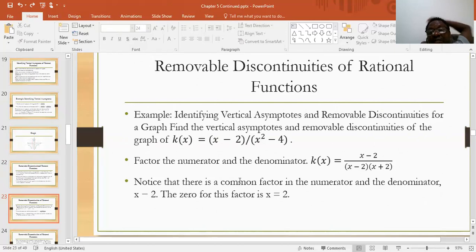We will observe that both 2 and -2 are not elements of the domain, but at 2, we have a limit which is not infinity. The limit actually exists, and we will see that k of 2 would be 1 over 4. So the limit of k of x as x tends to 2 will be 1 over 4. So 2 is a removable discontinuity.